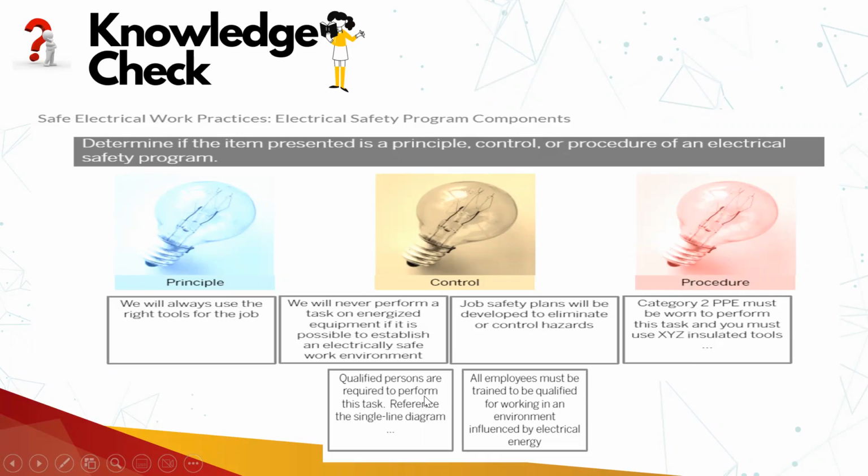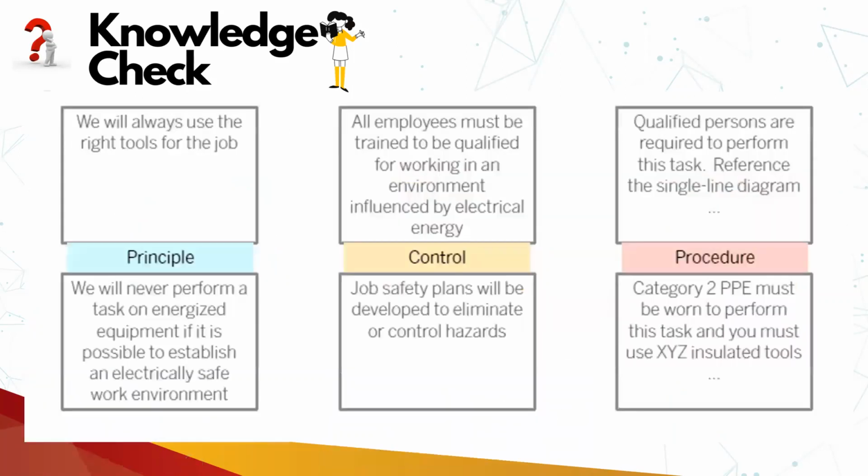Qualified persons are required to perform this task. Reference the single line diagram. Again, this is related to a particular task, so it will fall under the procedure. All employees must be trained to be qualified for working in an environment influenced by electrical energy. That falls under control, that is how we will control our electrical safety program.